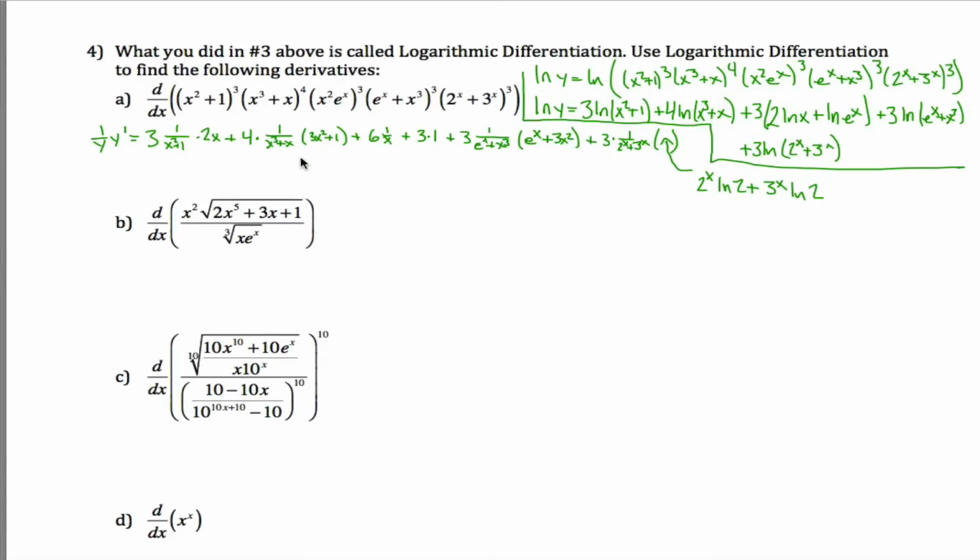This is not your answer. 1 over y prime is equal to this stuff. So y prime is equal to y times all this stuff, which, let's see, 3 times 2x is 6x over x squared plus 1 plus, and then here I got 4 times 3x squared plus 1, so maybe I'll call that 12x squared plus 4 divided by x cubed plus x.